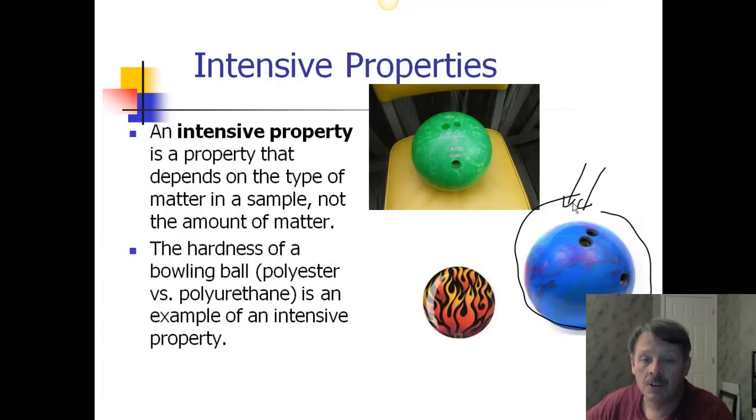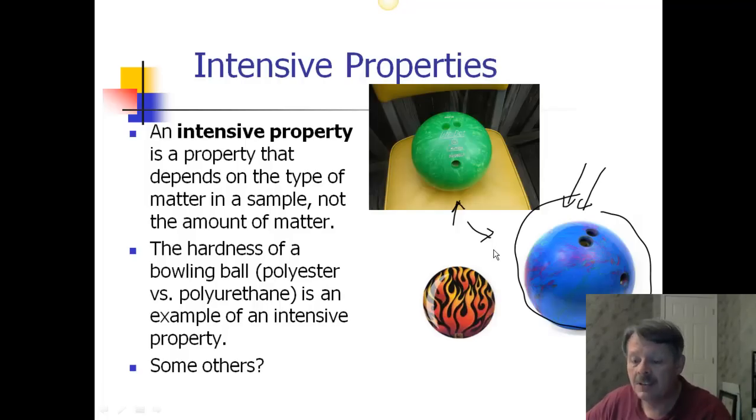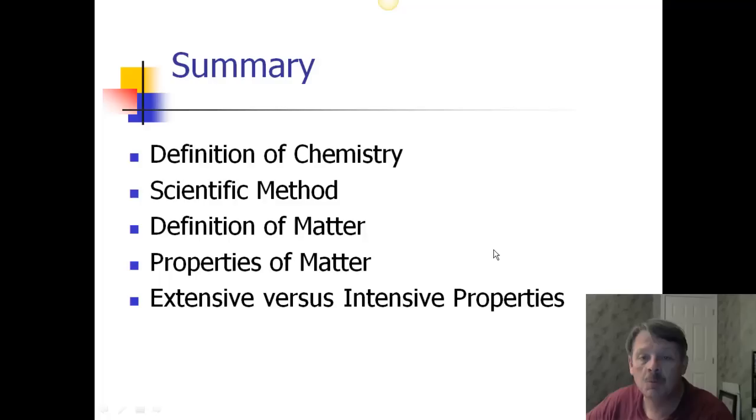The hardness of a bowling ball, polyester versus polyurethane, is an example of an intensive property. How hard is this one versus how hard is that one? That is something that doesn't matter whether I have 1 or 100. So you need to know intensive versus extensive properties. Intensive might be color. Intensive might be hardness. Those are some examples of intensive properties.